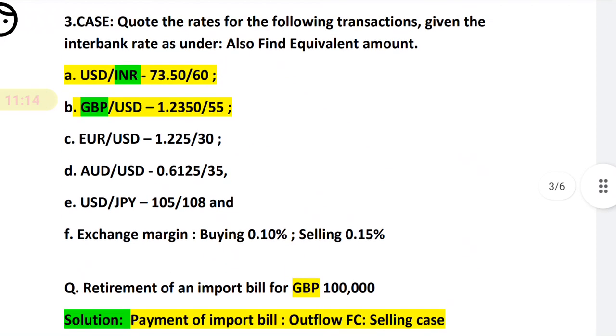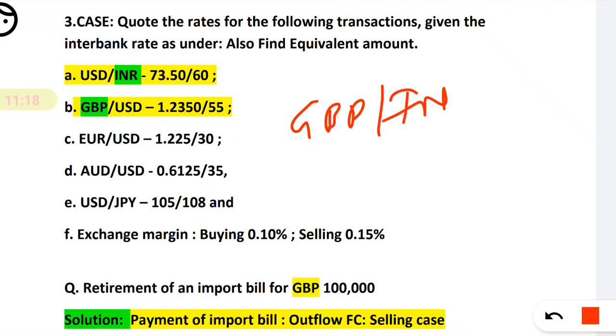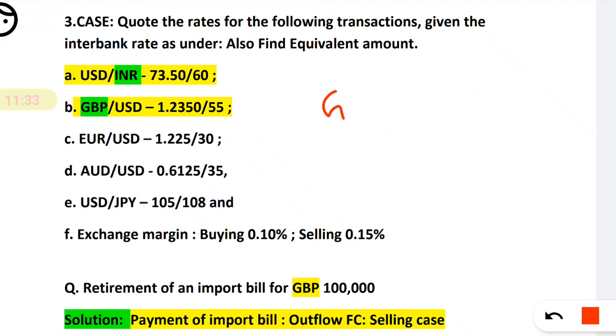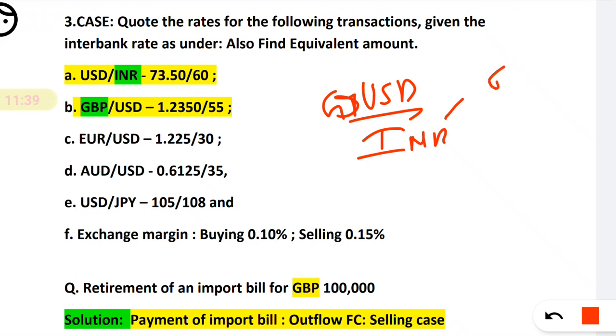So is GBP to INR directly given, GBP slash INR? No. So we have to look for the equations. In the first we got INR, in the second we got GBP, and the common currency is also there. Okay, so those two equations we will choose. What is the equation? First is USD upon INR, and second is GBP upon USD.